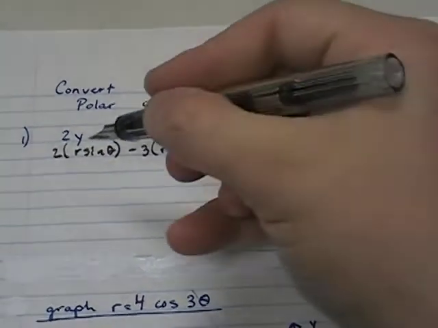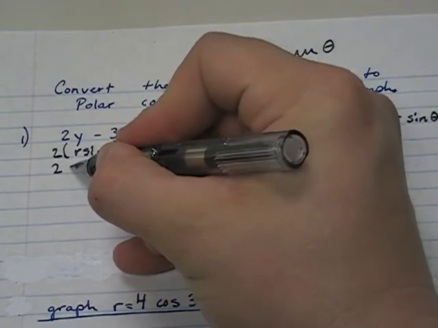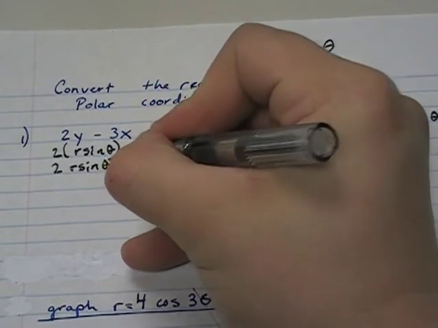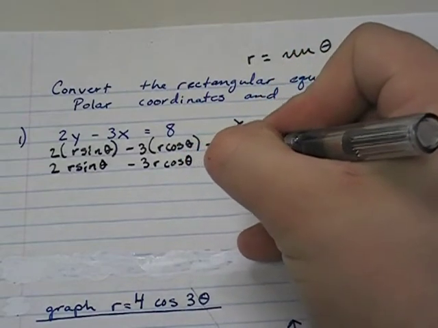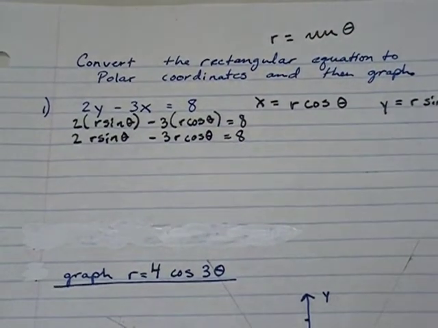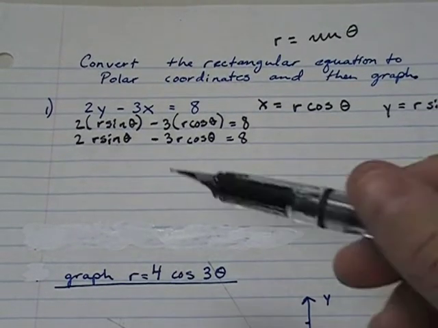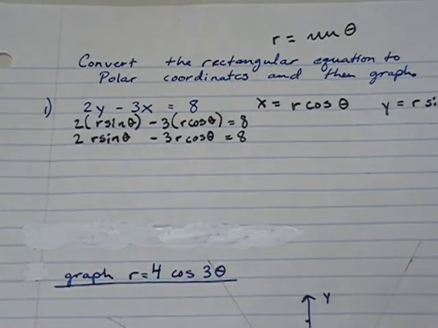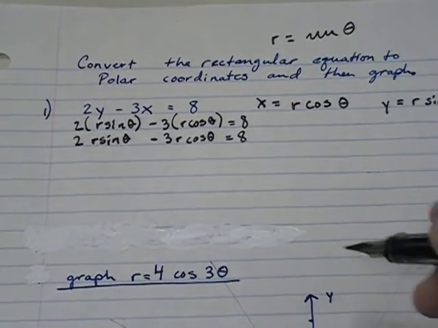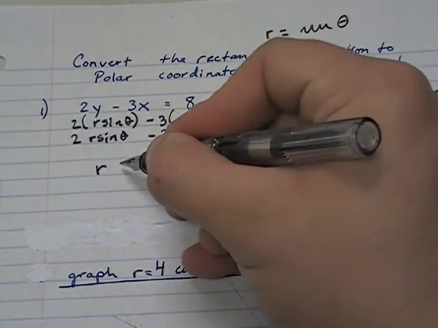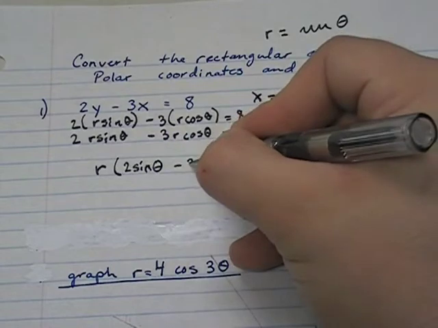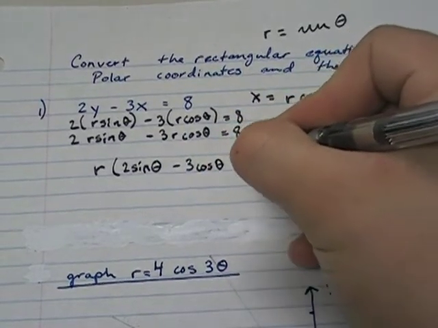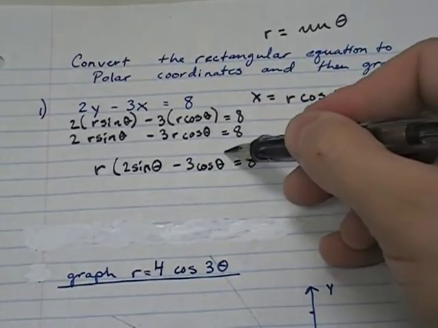Then we're going to distribute, so we will get 2 r sine theta minus 3r cosine theta equals 8. Also seems pretty simple to me. And my goal is to get r by itself. And I realize I have an r in both of these terms. So I'm going to factor that r out. And if I factor that r out, I'm going to end up with r times 2 sine theta minus 3 cosine theta equals 8. Okay?